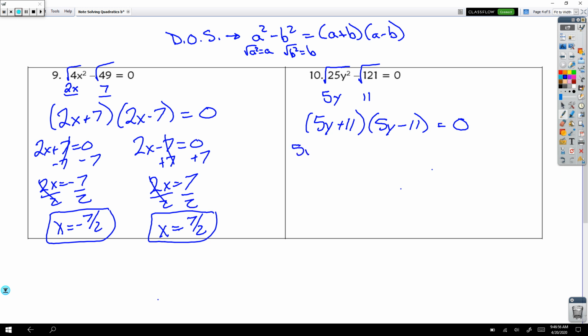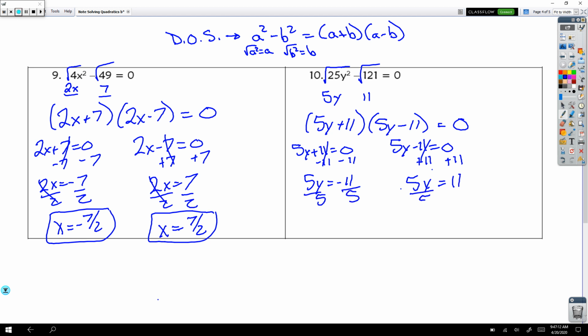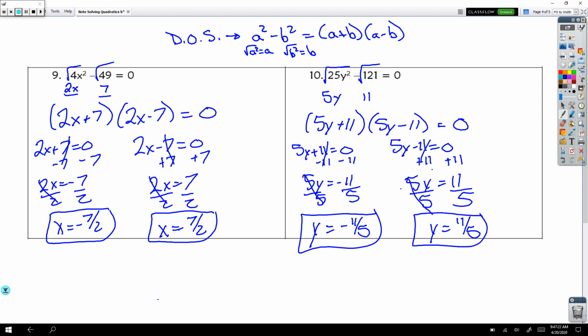Setting each piece equal to 0. Subtract the 11. Add the 11. Sorry, I'm going to do it this way. And then divide. So I would get y equals negative 11 fifths and y equals 11 fifths. Alright, so that is difference of squares.